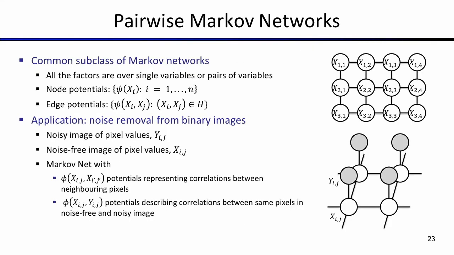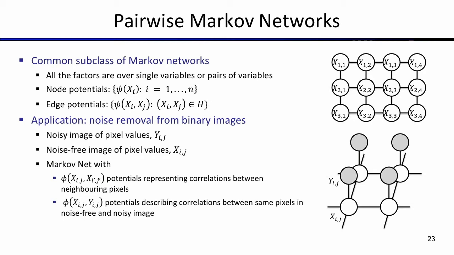So let's take this idea of energy functions and see how it works in a small application. I'm going to use the idea of pairwise Markov networks for this application. The pairwise Markov network is probably the most common type of Markov network that we see in practice. It's basically a network that is defined over just two types of potentials, two types of factors: the node potentials and the edge potentials. The node potentials are the factors defined over one single variable, and the edge potentials are defined over a pair of variables.